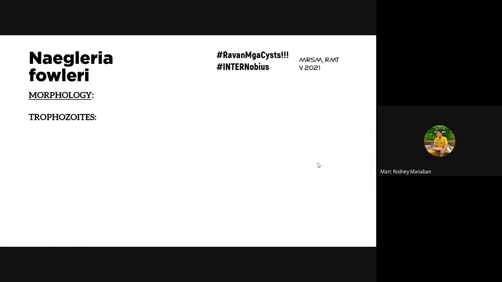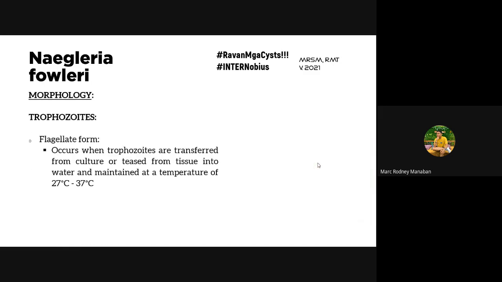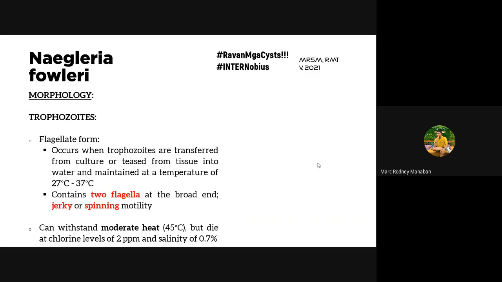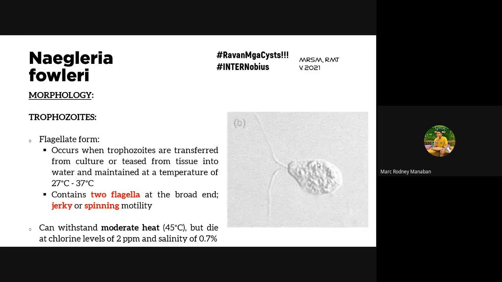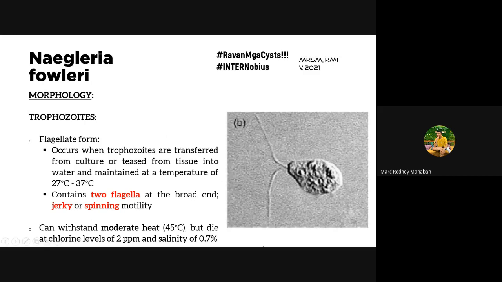Now again, another type of trophozoite is the flagellate. Of course, the flagellate occurs when the trophozoites are transferred from culture or tissue into water. Now the flagellate contains two flagella and it has a jerky, or spinning motility. It can withstand moderate heat, but it dies in chlorination or high salinity. Now, this is an example of the flagellate. Again, two flagella, and a somewhat pear-shaped appearance.